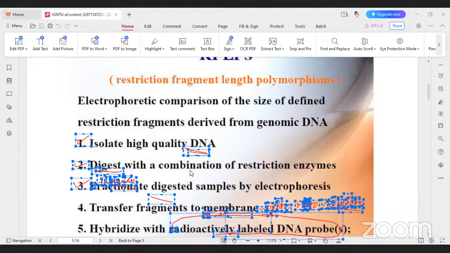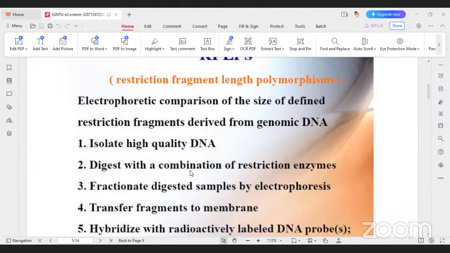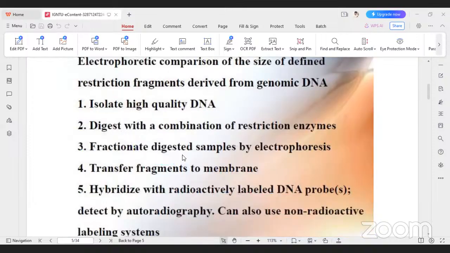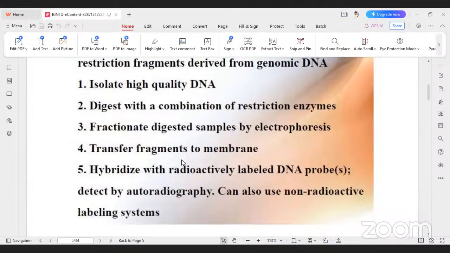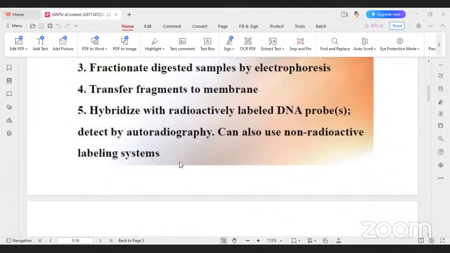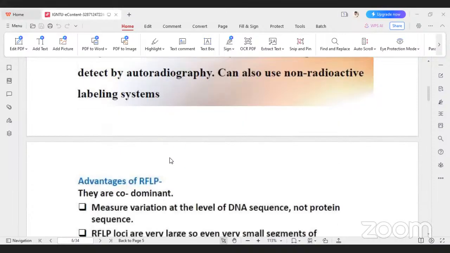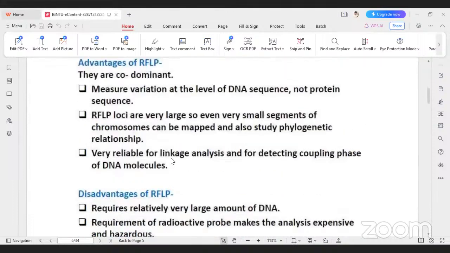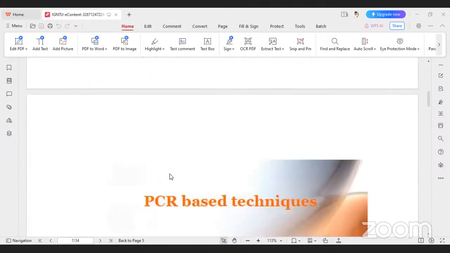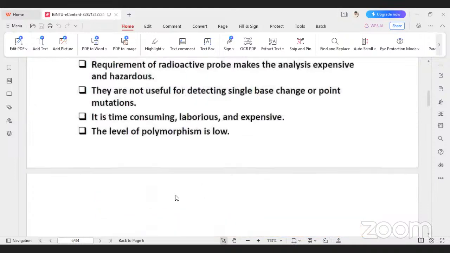Hybridize with the radioactive label and detect by autoradiography. A non-radioactive labeling system can also be used. The last step is analysis of the result. Now let's see the result of the RFLP, and before that, the advantages and disadvantages that they have given.